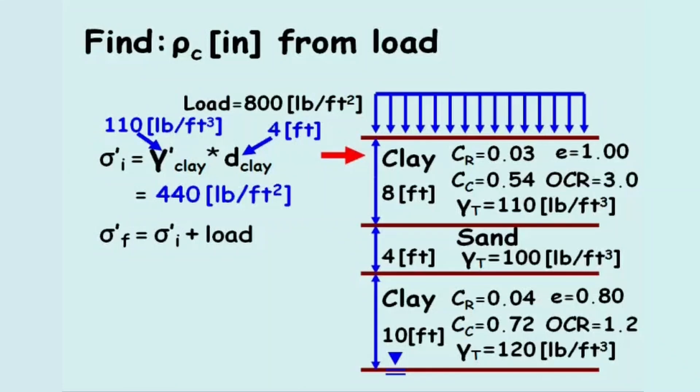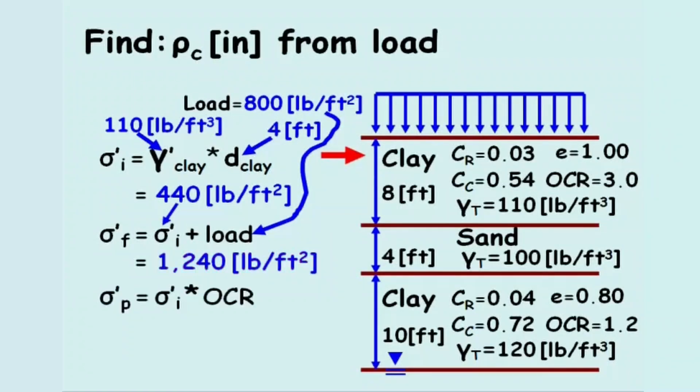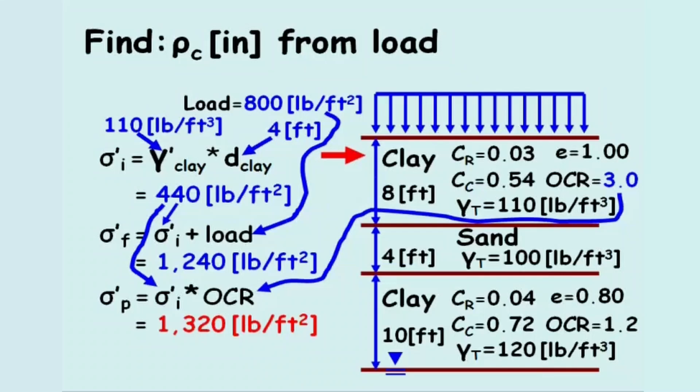After adding in the load, our final stress equals 1,240 pounds per square foot. And our pre-consolidation stress is the initial stress times the overconsolidation ratio, or 1,320 pounds per square foot.